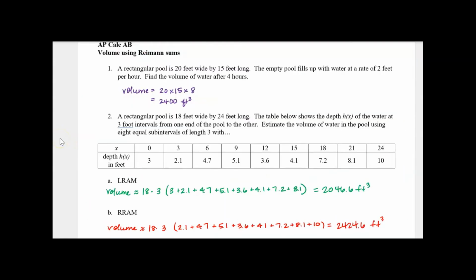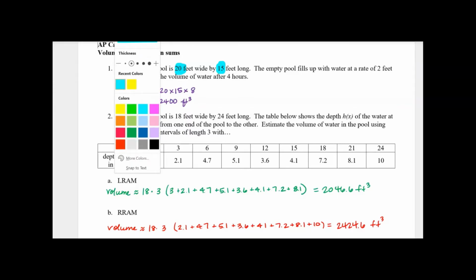And the first few are about a pool. So number one, a rectangular pool is 20 feet wide by 15 feet long. The empty pool fills up with water at a rate of 2 feet per hour. Find the volume of water after 4 hours. So these values are constant, but what's changing is the height of the water because of the rate of the water filling up the pool.